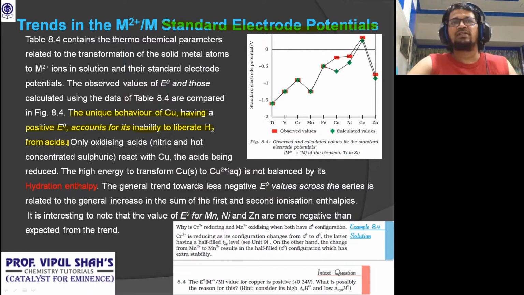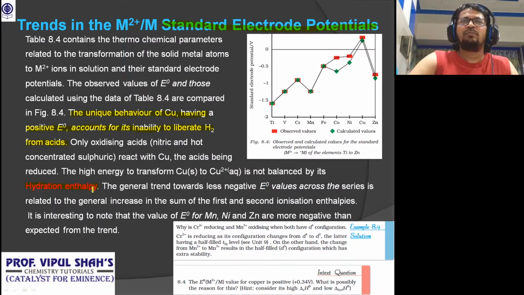And what is the reason there? It says the high energy of transformation is not balanced by its hydration enthalpy. There are two reasons for the same: one is its hydration enthalpy as well as its lattice energy. So two factors contribute that the ions have more tendency to get reduced rather than the metal getting oxidized.